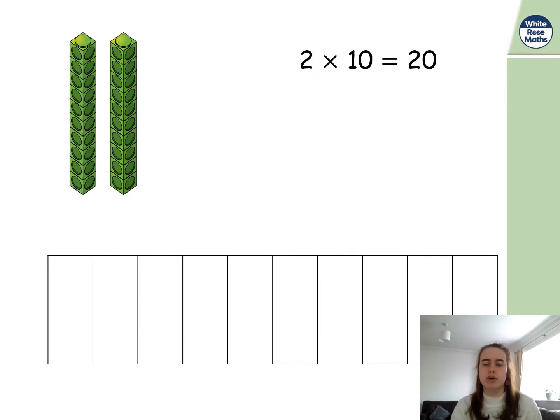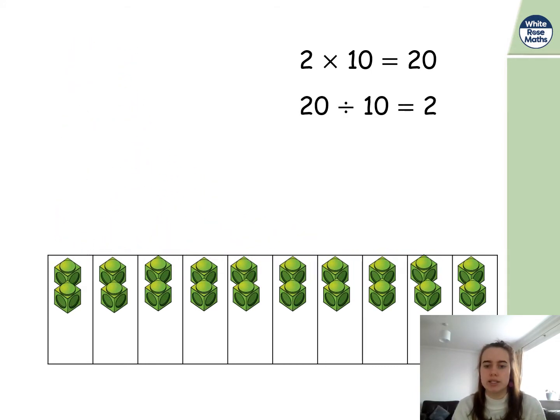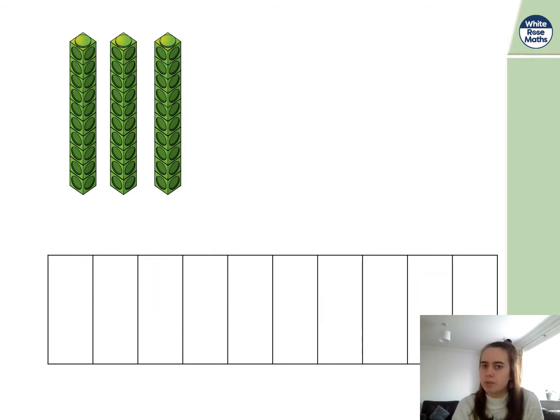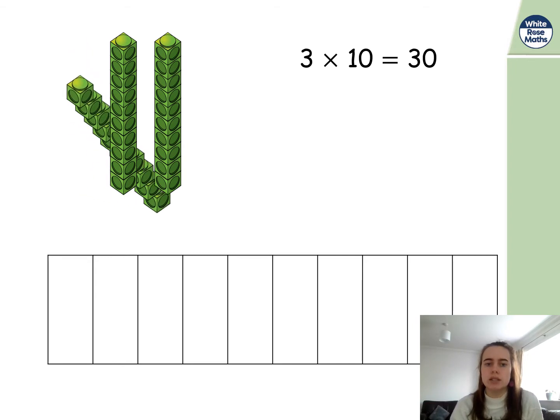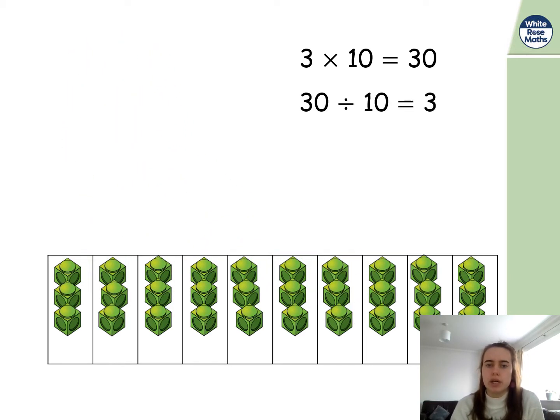So this time we've got 2 groups of 10, or 2 multiplied by 10, which gives us 20. So we're sharing them out into our 10 groups. So 20 divided by 10 equals 2 in each group. This time we've got 30, so 3 multiplied by 10 equals 30. Share them out into our 3 groups. 30 divided by 10 equals 3.